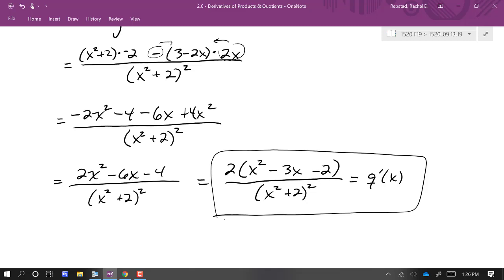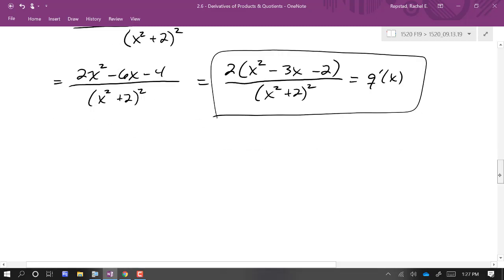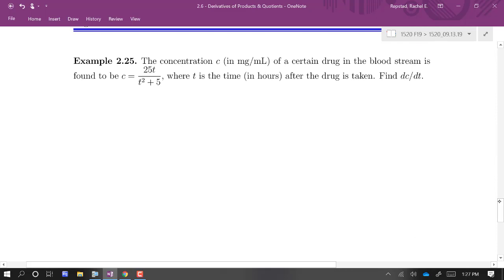How's that? Let's do another one. And so here it's like an application, I guess, or at least they've given us some context to this problem. They tell us that the concentration of some drug in the bloodstream is modeled by that equation, that function, where t is the time in hours after the drug is taken, and we want dC/dt.